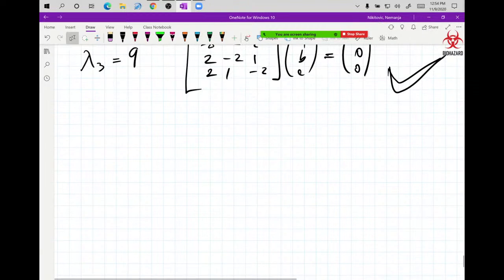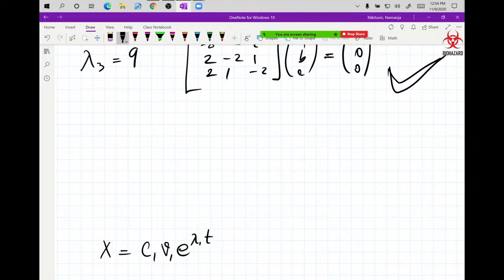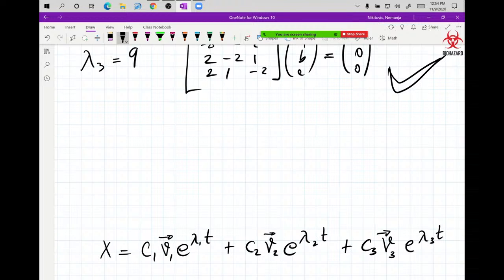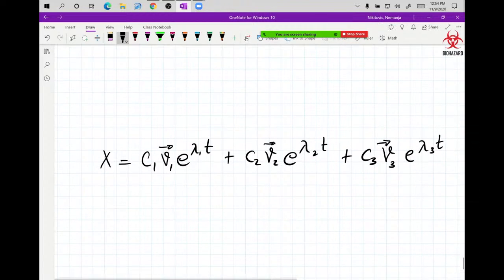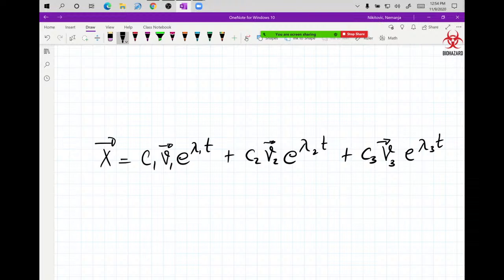And then when you are done with that, you have your solution X to be C1 V1 e^(lambda 1 t) plus C2 V2 e^(lambda 2 t) plus C3 V3 e^(lambda 3 t). Now these are all vectors, right? So they get those 3. And when you write this out, this is a vector x.